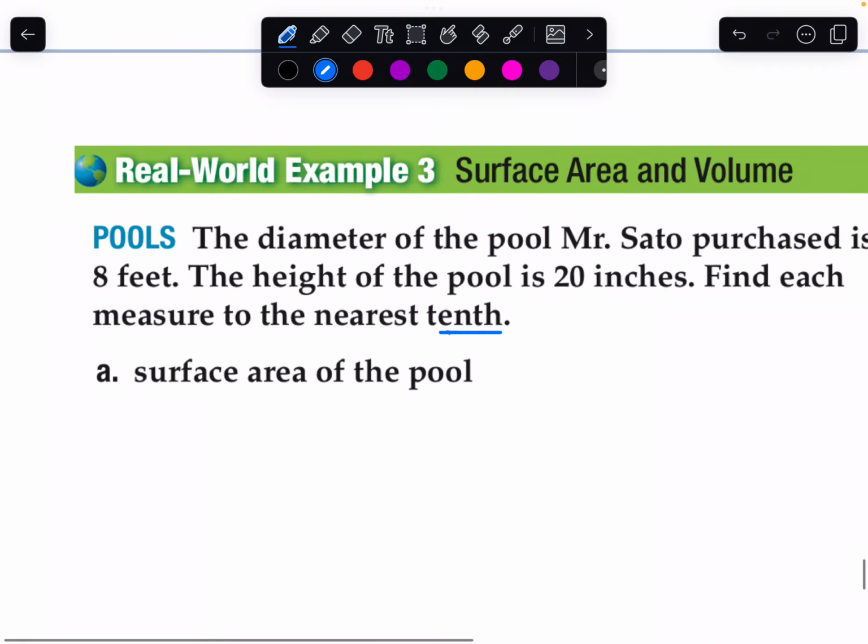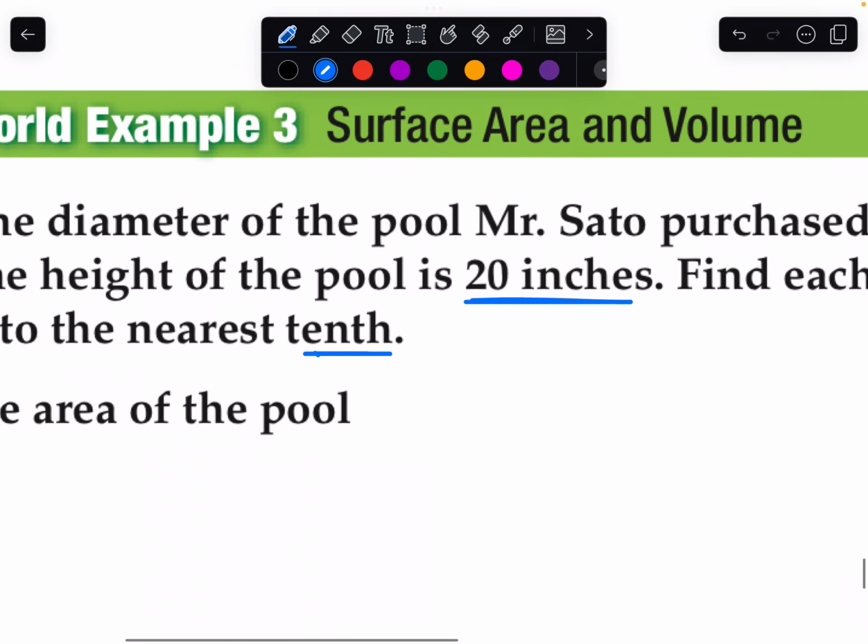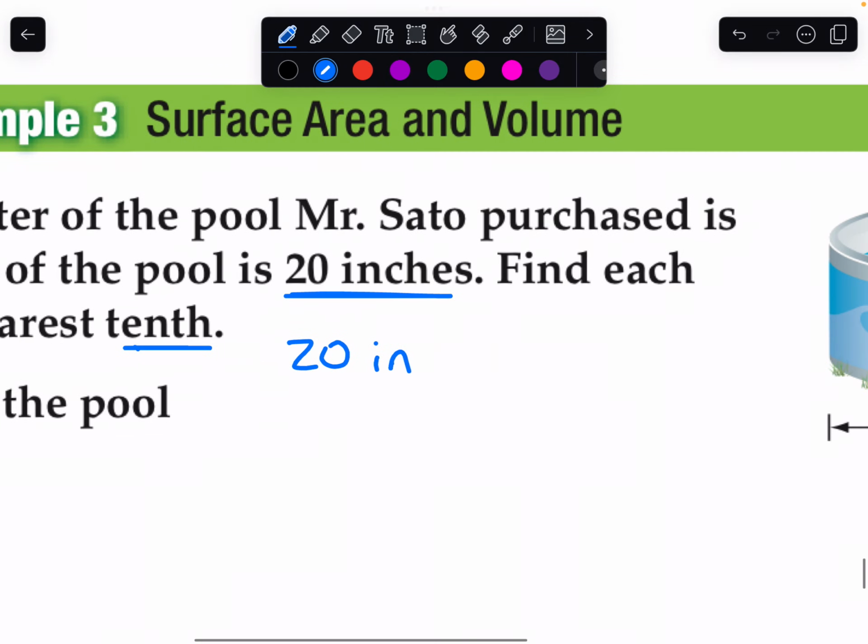Notice this is feet, this is inches. We need our units to match. So I'm going to real quick convert inches to feet. You can convert feet to inches, but you'd end up with much larger numbers in your calculations here. Inches over 1. I have inches on top, put those on the bottom. Convert them into feet. 1 foot is 12 inches.